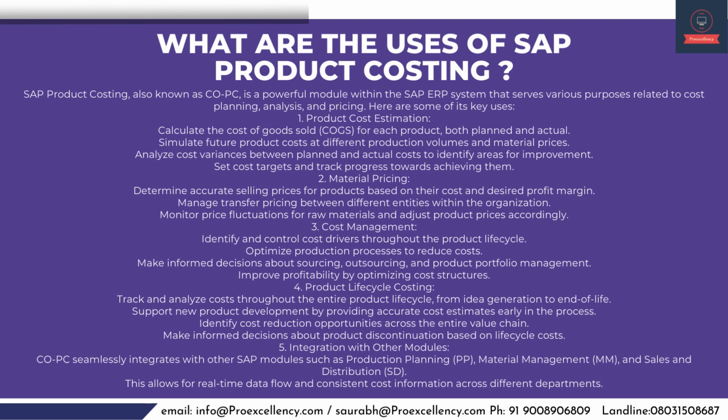2. Material pricing. Determine accurate selling prices for products based on their cost and desired profit margin. Manage transfer pricing between different entities within the organization. Monitor price fluctuations for raw materials and adjust product prices accordingly.